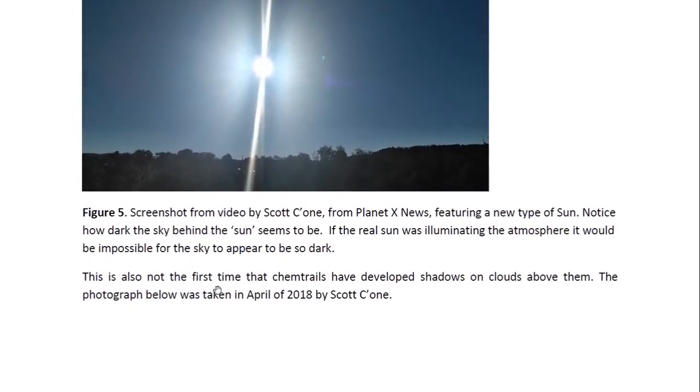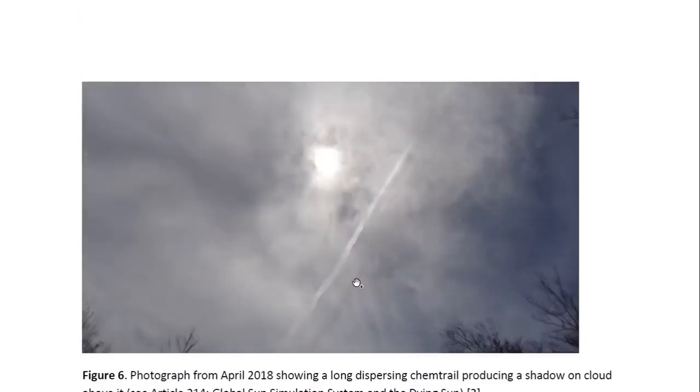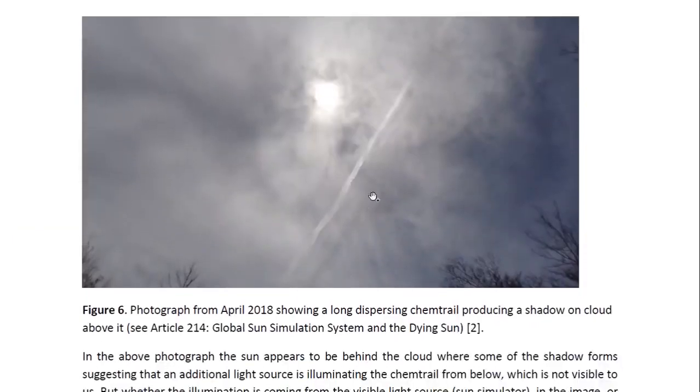And this is also not the first time that chemtrails have developed shadows on clouds above them. The photograph below was also taken by Scott Cioni in April of 2018. And you can see that this chemtrail is producing a shadow. Here's a shadow here, and here's another shadow there. Obviously, this cloud is at a lower altitude than this cloud, and it's closer to the chemtrail. There's the shadow there. There's the shadow there. And for more details, where I explain this in detail, you may look at article 214 entitled Global Sun Simulation System and the Dying Sun.